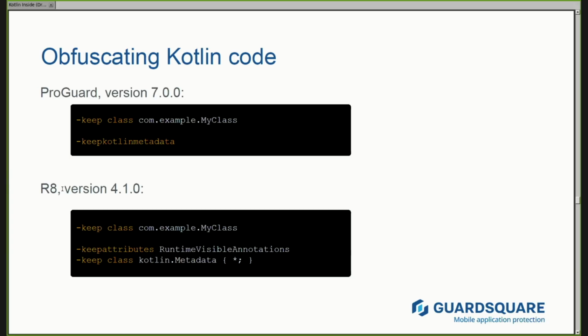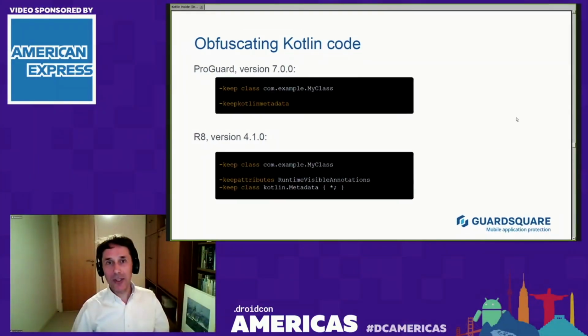R8, as of version 4.10, has similar functionality. You have to keep the original class still, and then the annotations in which the metadata are stored, and the metadata annotation itself. And I'll show the effect you get in your application if you start obfuscating your Kotlin application now.